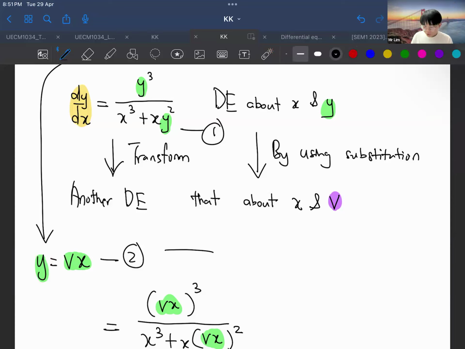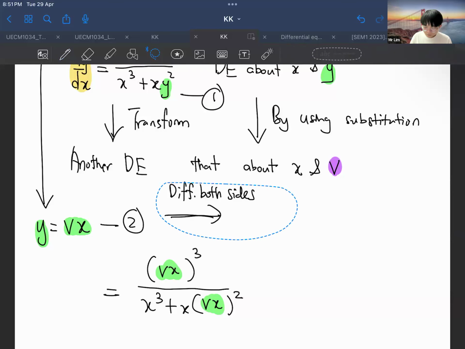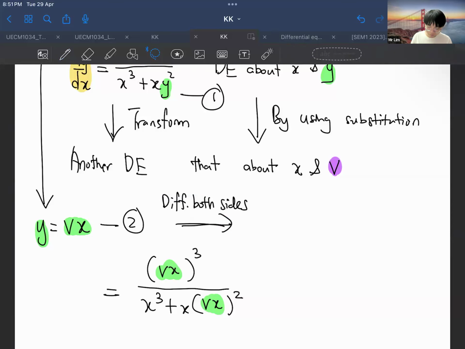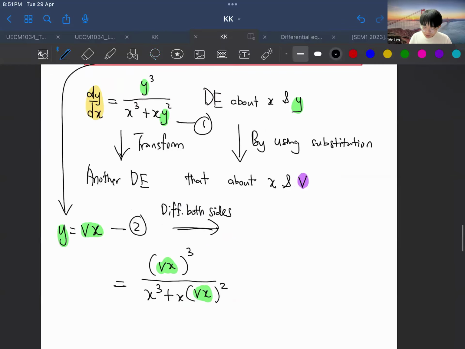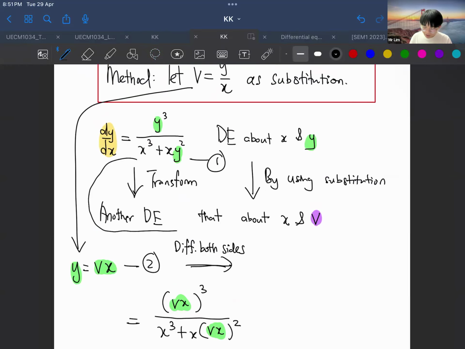So from equation 2, let's differentiate both sides. I know my writing is a bit messy, but this one is just a general idea. It's not even a necessary part of the solving process.